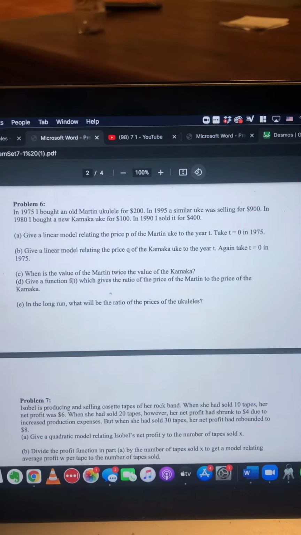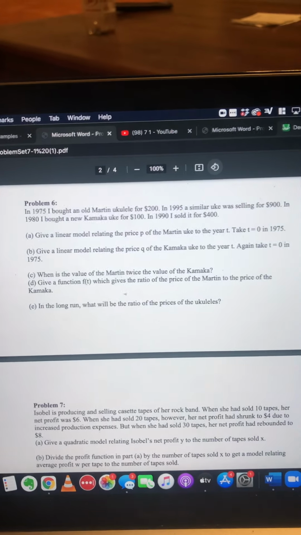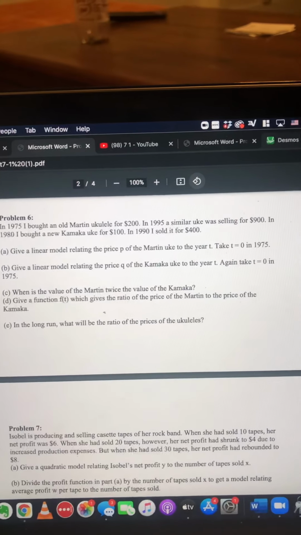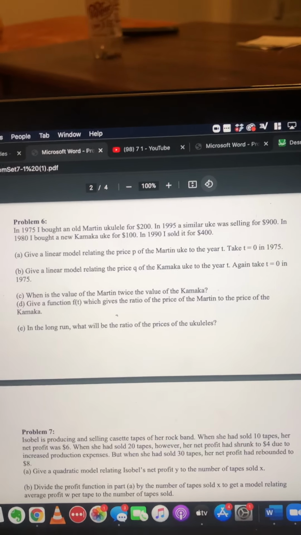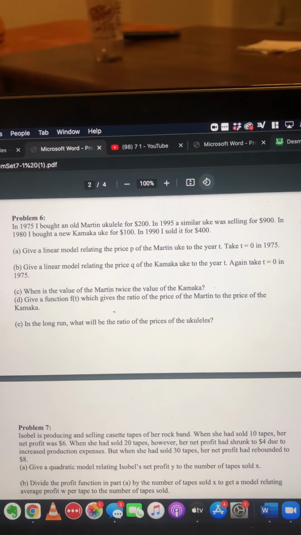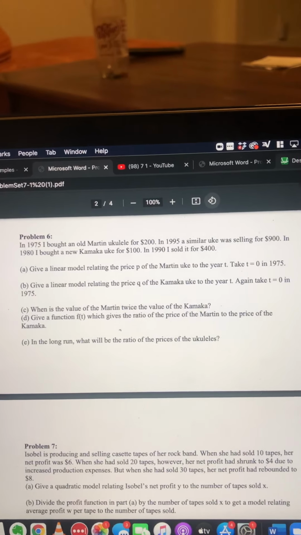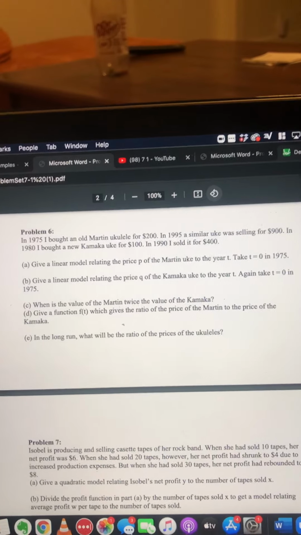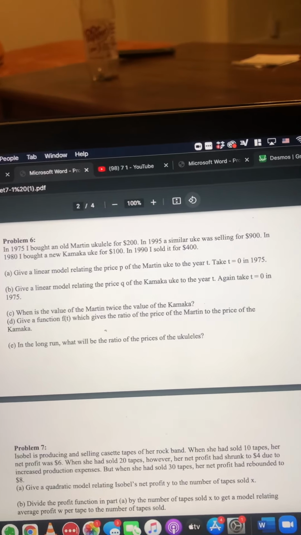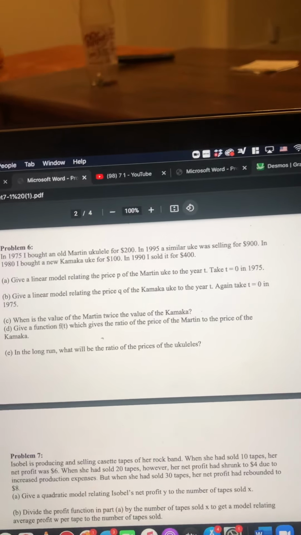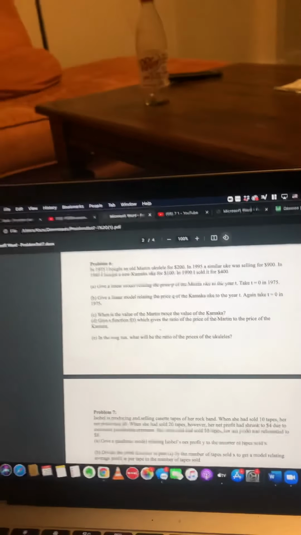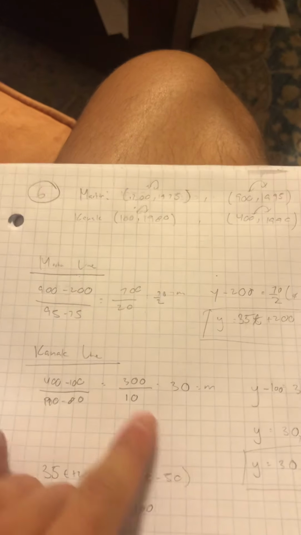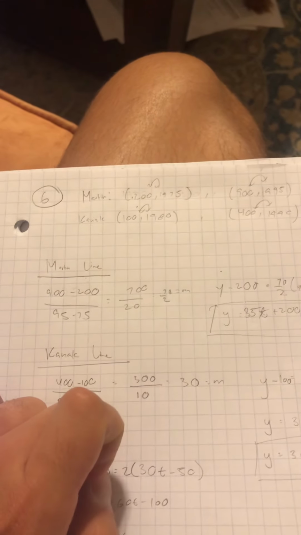Problem 6 gives the price of two ukuleles when they were bought, and then when they were sold in 1975 and 1995, and then 1980 and 1990. Then part A asks us to give a linear model relating the price P of the Martin uke to the year T. Take T to be 0 in 1975. So basically all it's asking for is to create an equation of a line using those prices and selling points.